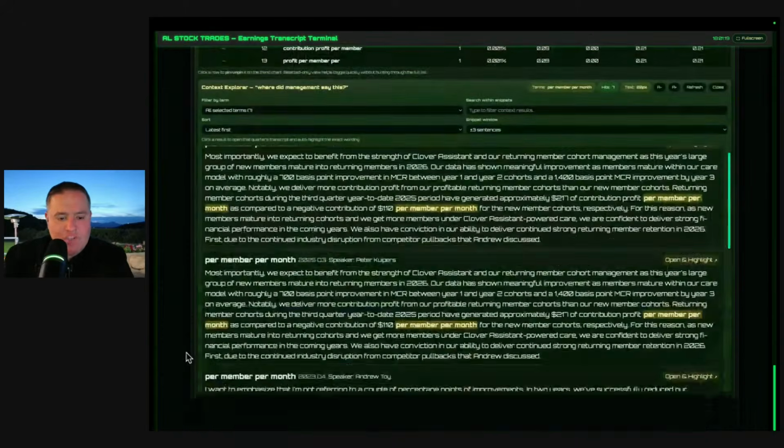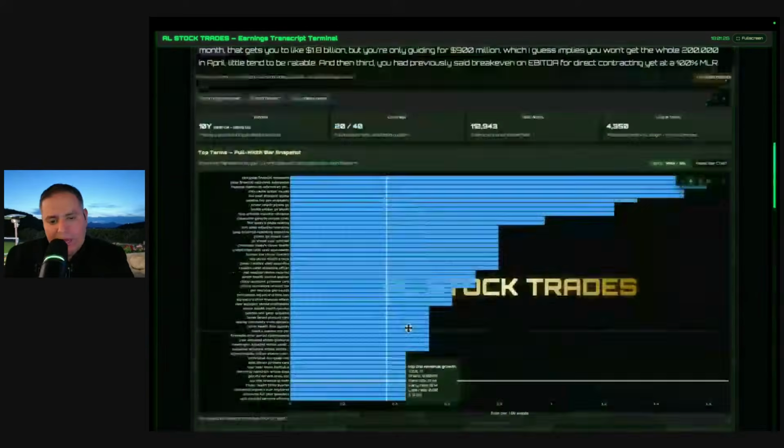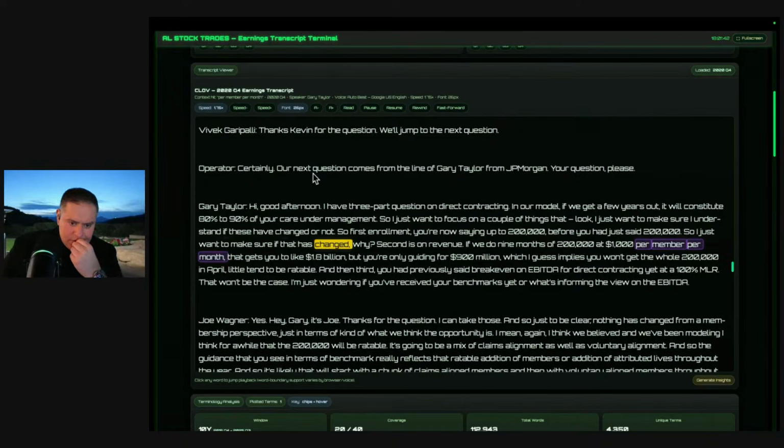And this shows you the overall gross margins, because if you read here, let's click on this. This was back in 2020 Q4. And this is what Mr. Gary Taylor said. Read what he said. So first enrollment, you're now saying up to 200,000. Before you had just said 200,000. So I just want to make sure if that has changed. Why? Second is on revenue.